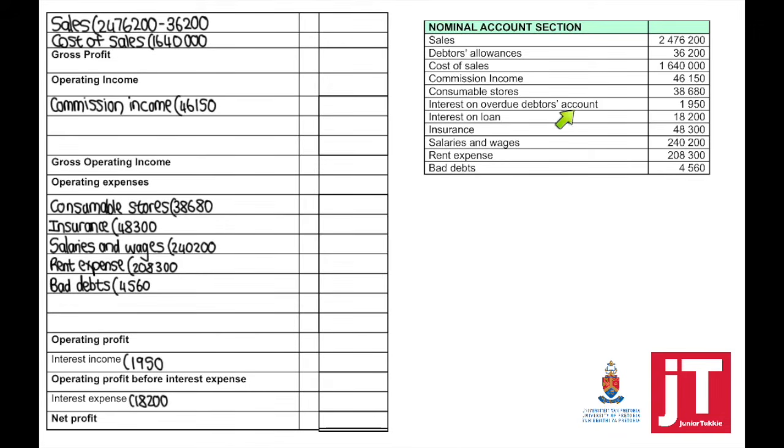Starting now with step number 1. Everything from the nominal account section is taken to the income statement. Take note, they've not asked you to complete note number 1, which is interest income, and note number 2, which is interest expense. This means that interest on overdue debtors account will form part of note number 1, interest income, so we're going to write it in brackets next to it. Interest on loan forms part of note number 2, interest expense, so again in brackets next to interest expense, we are going to write it.